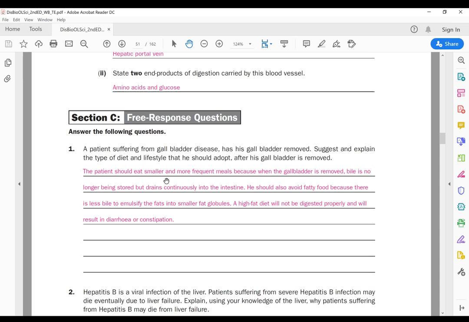As a result, the person will have to eat smaller or more frequent meals, or even cut down on the amount of fatty food. Because with a high fat diet, if the fats are not digested properly, the person might suffer from diarrhea or constipation. Okay, please take note of all the points over here.